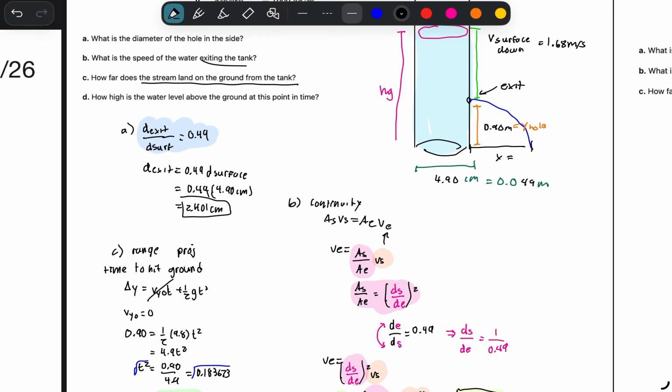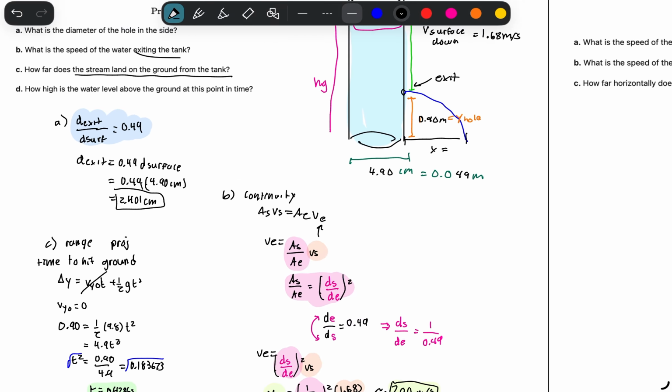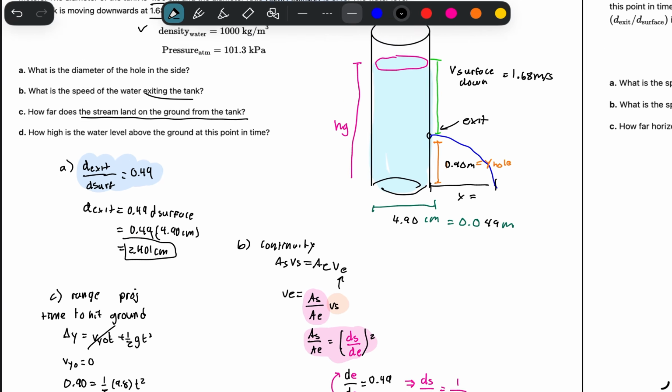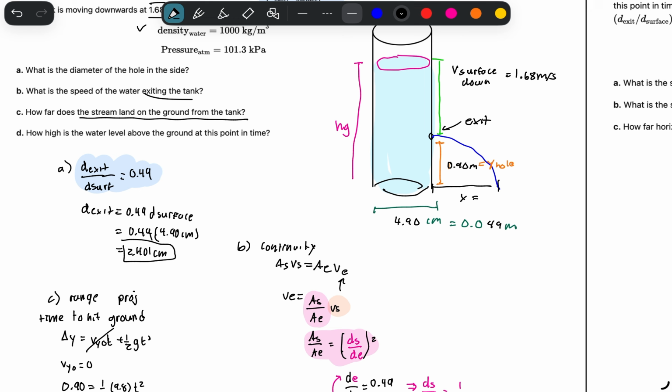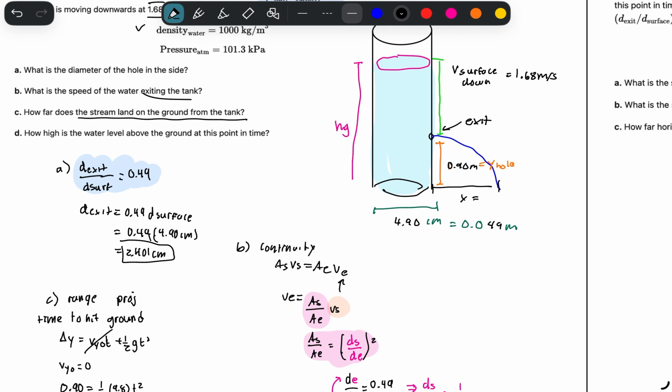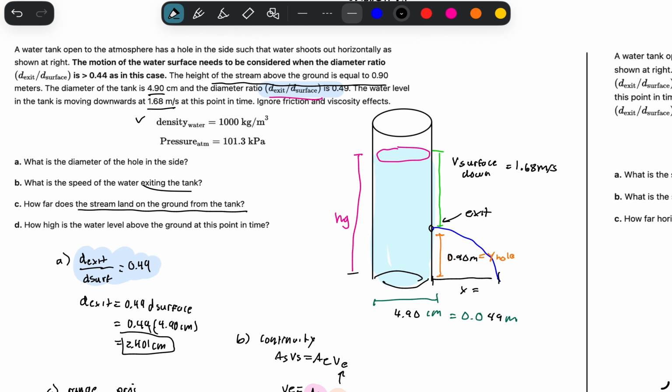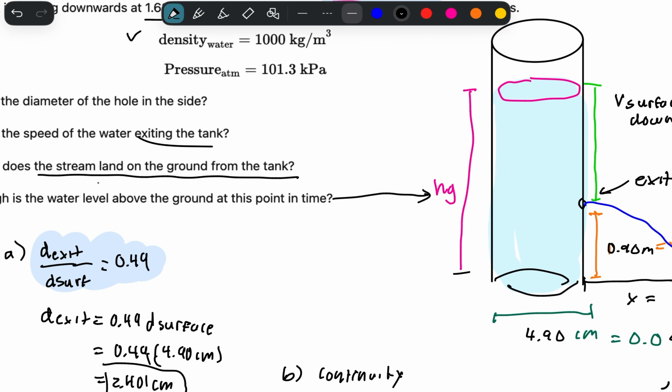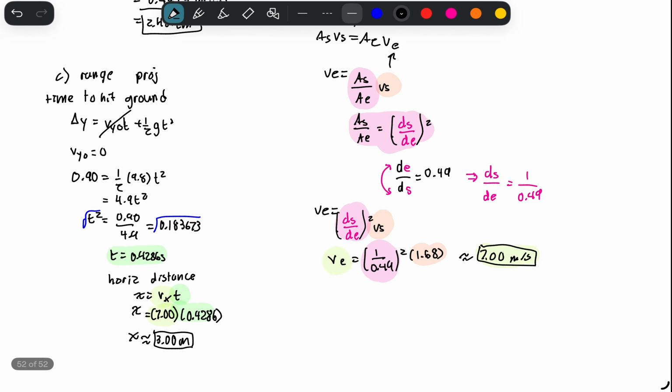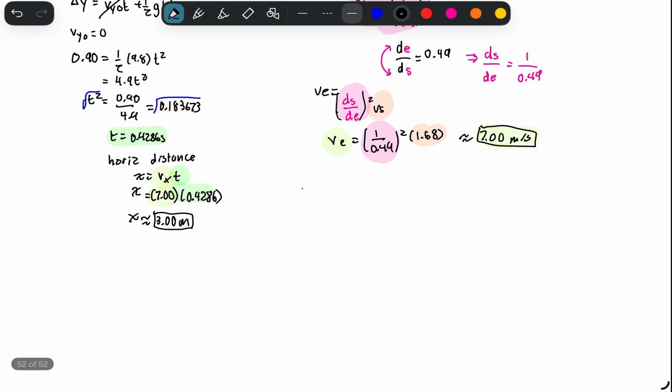Now we're also asked, how high is the water level above the ground at this point in time? So how high is the water level? We're trying to find what Hg is. It's talking about the surface water level. It's kind of unclear, but we're basically finding Hg.